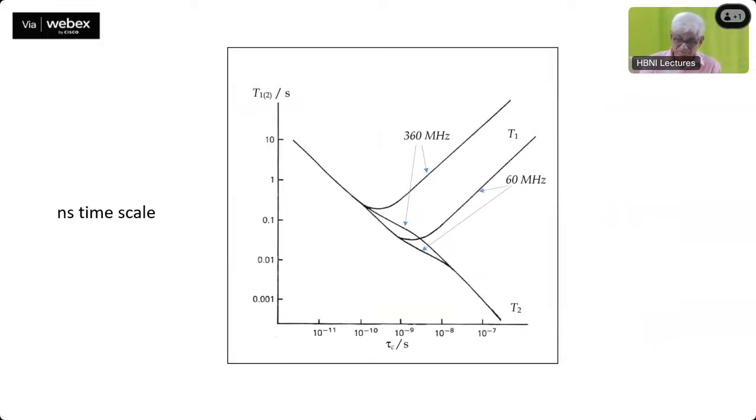Okay, now this is the same slide which I have shown you here, and this is the nanosecond time scale. Correlation times are indicated here. What is the time scale here? This goes from the picosecond to the sub microsecond time scale here. So 60 megahertz, the 360 megahertz. The T1 goes in this manner, but the T2 is monotonously decreasing. T2 doesn't show that kind of a V-shaped behavior. T2 is monotonously decreasing. Why?